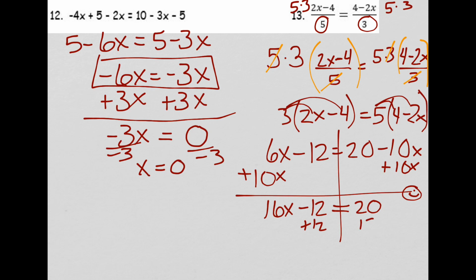This part should be simple. It should start feeling like your second nature, like you don't have to concentrate as hard on it anymore. It's starting to be natural to you. Okay, divide both sides by 16, and x is 2. Wow. Okay.